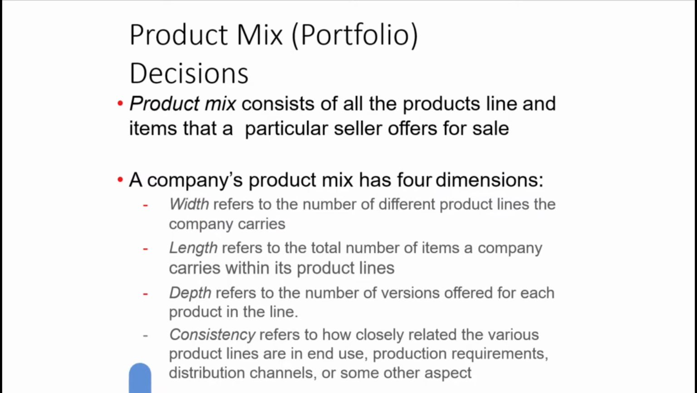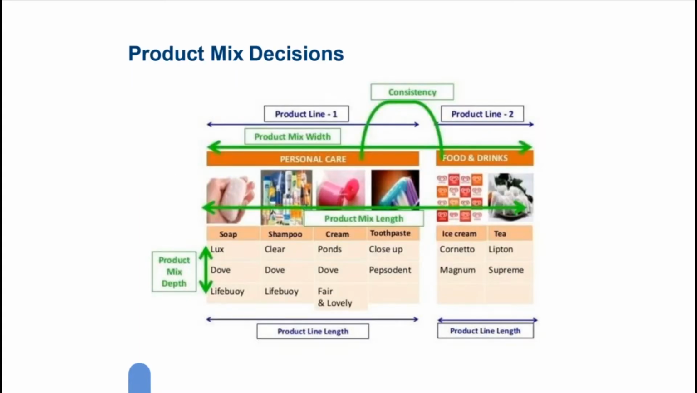Now let's talk about product mix decisions. Product mix consists of all the product lines and items that a particular seller offers for sale. A company's product mix has 4 dimensions: width, length, depth, and consistency. So width refers to the number of different product lines the company carries.